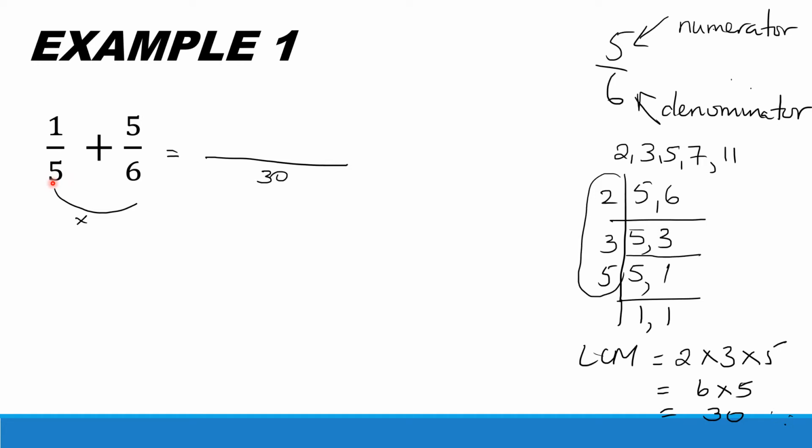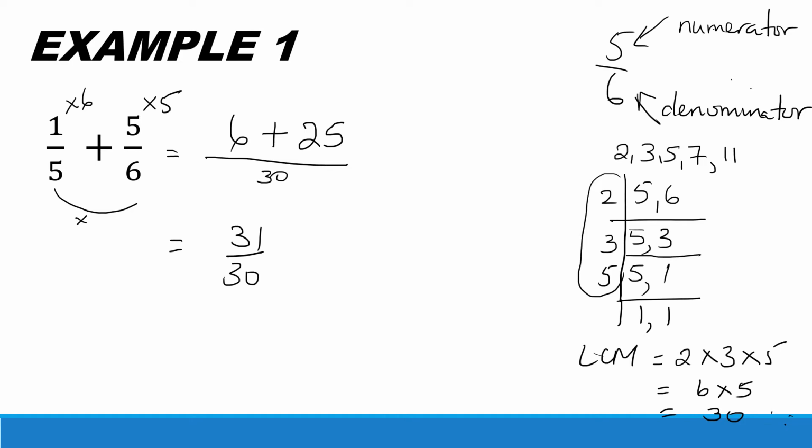Now we're going to say 5 into 30 is 6. We're going to multiply that 6 by the numerator, which is going to give us 6. Bring back our plus sign. 6 into 30 is 5. We're going to multiply that 5 by the numerator, which is 25. 6 plus 25 is 31 over 30.